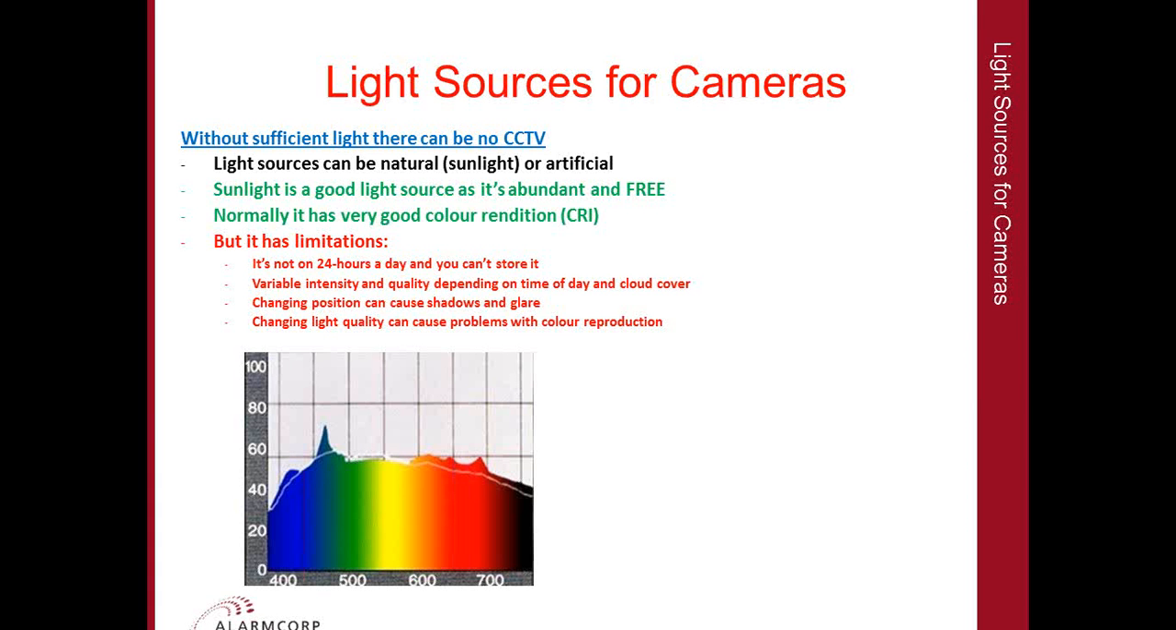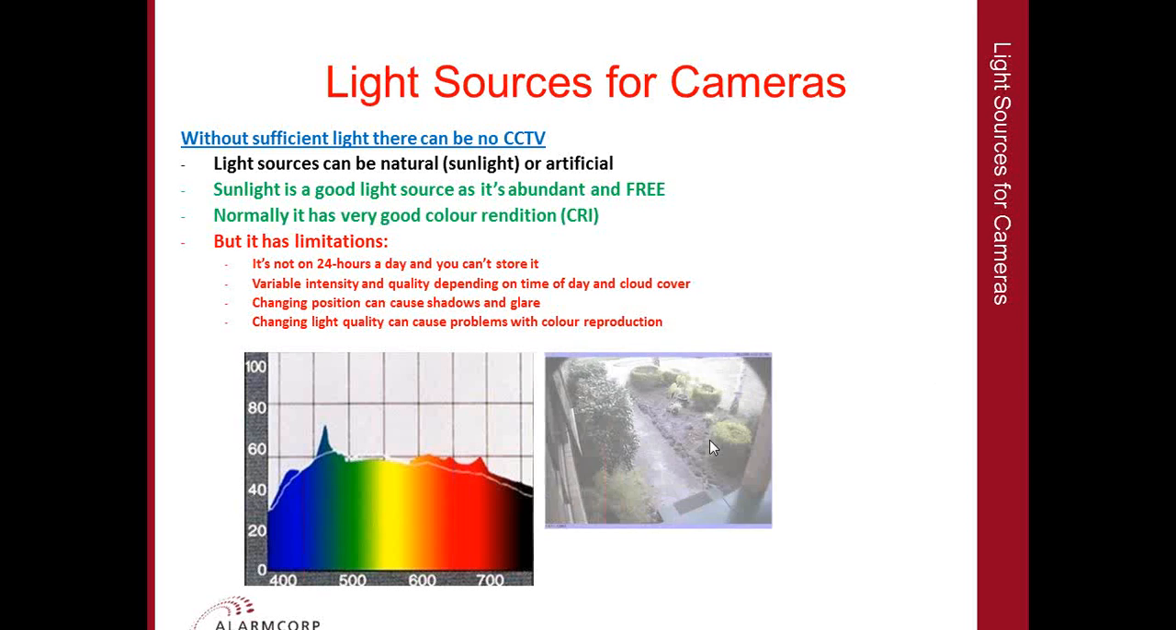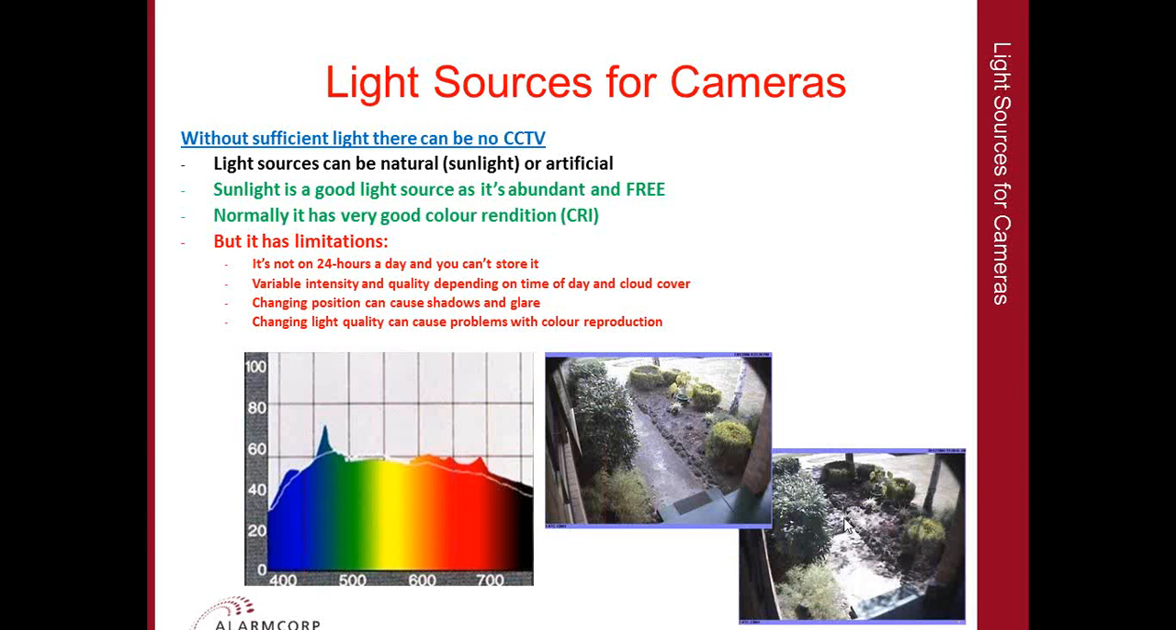Now, sunlight has got its limitations. It's not on 24 hours a day, and you can't store it. Sunlight being completely natural, the intensity is variable and the quality is variable. It depends on time of the day, it depends on cloud cover and weather conditions. Now, the changing position of sunlight can cause shadows and glare. As you can see here, an image with shade, no sun, or an image with lots of sun and therefore shadow areas with little detail.